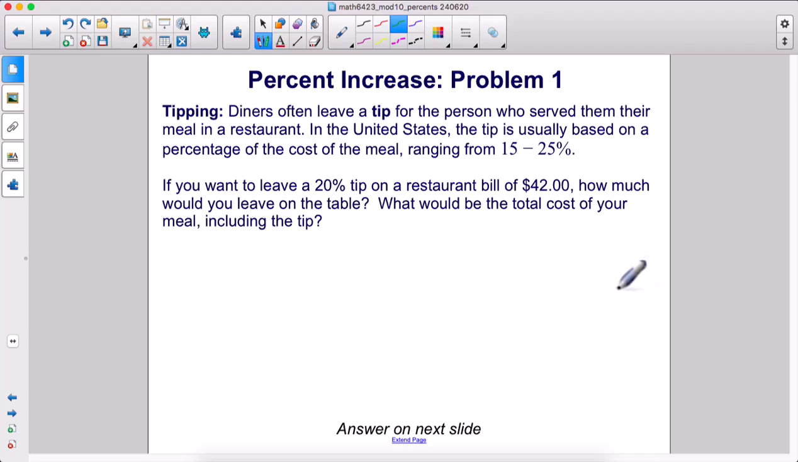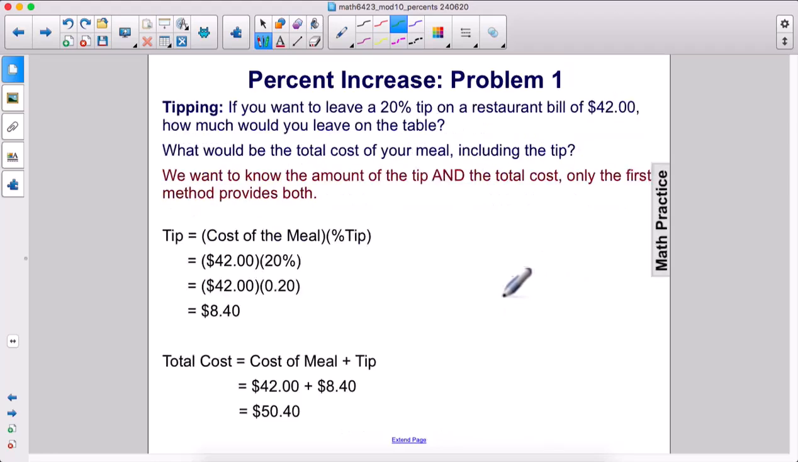Diners often leave a tip for the person who served them their meal in a restaurant. In the United States, the tip is usually based on a percentage of the cost of the meal, ranging from 15 to 25%. If you want to leave a 20% tip on a restaurant bill of $42, how much would you leave on the table? What would be the total cost of your meal, including the tip?